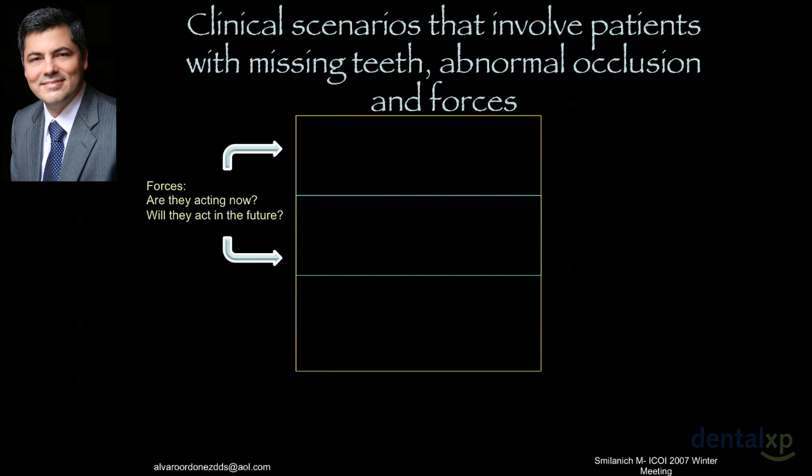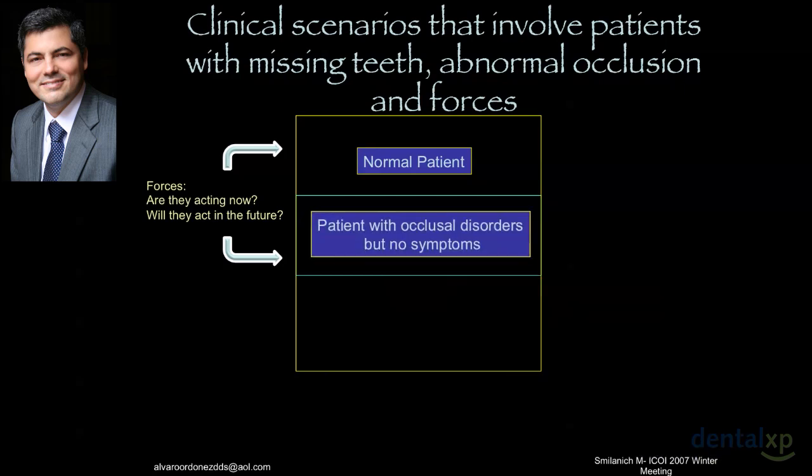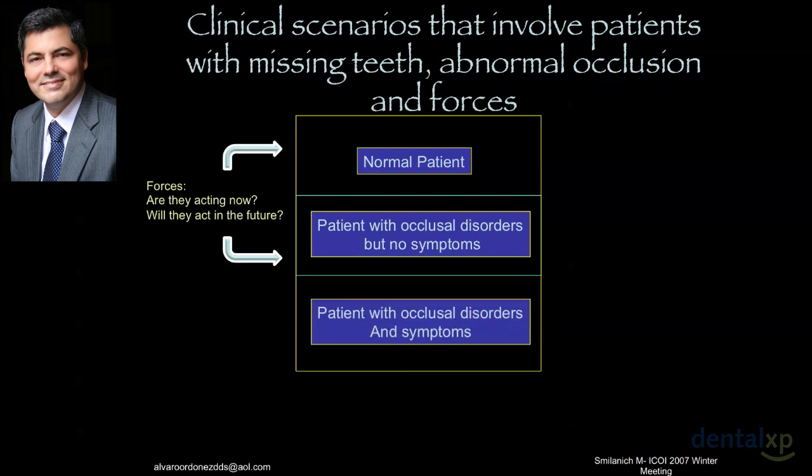So there are different clinical scenarios that involve patients with missing teeth, abnormal occlusion, and forces. Because what we need to understand is that the forces might be acting now, might not be acting now, or might be present in the future. So we need to divide the universe of patients in three types of patients. We have the normal patient, we have the patient with occlusal disorders but no symptoms, and we have the patient with occlusal disorders and symptoms.